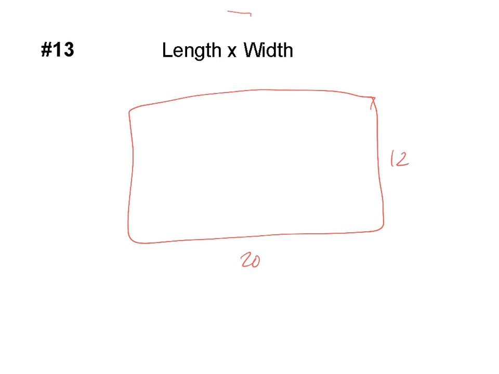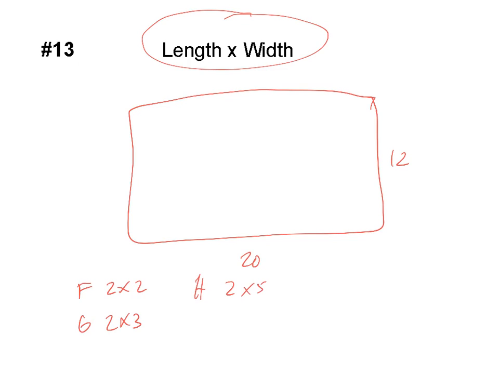Whenever people say lengths and widths, they always put the length first, okay? And they're saying they've got these different tiles. Tiles F are 2 feet by 2 feet. Tiles G are 2 feet by 3 feet. Tiles H are 2 feet by 5 feet. And tiles J are 3 feet by 3 feet. I almost put J by J instead of 3 by 3. There we go. Okay, and they're asking which tiles will not work?